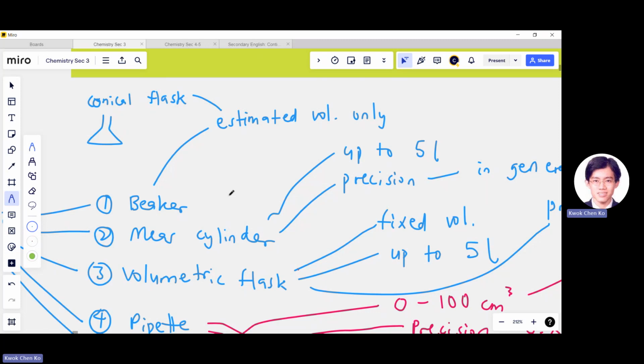So basically, you just open this up. The water will go out. Once the water reaches the valve, you just close it off. So only oil remains, but it's collected. Okay, so separating funnel.